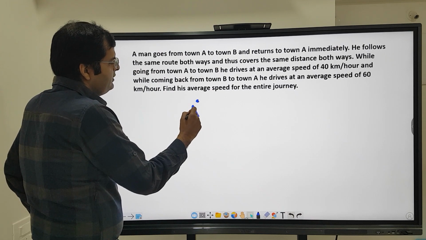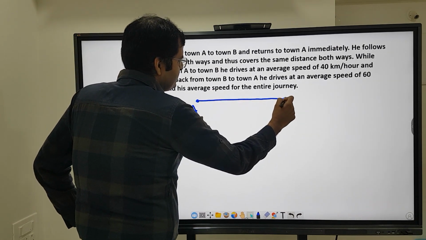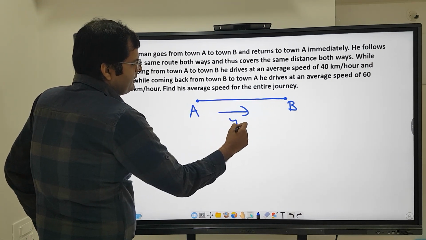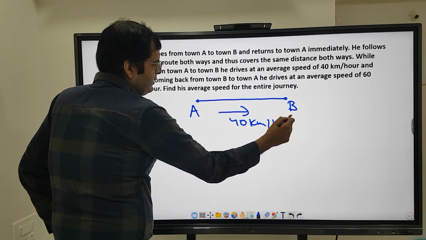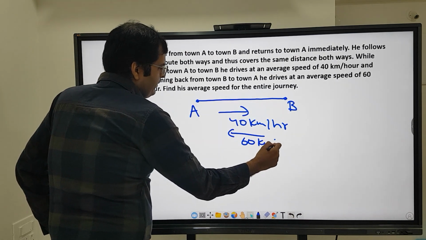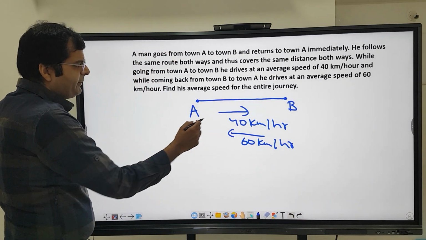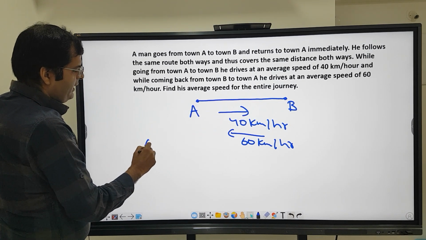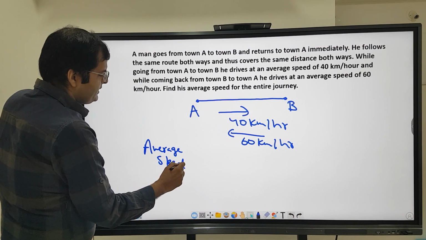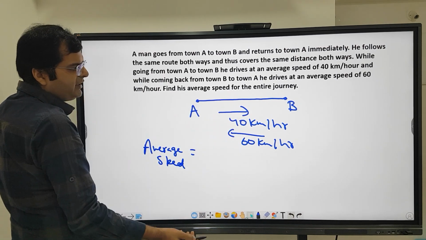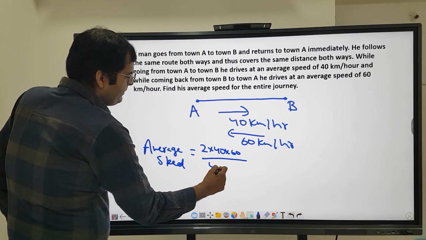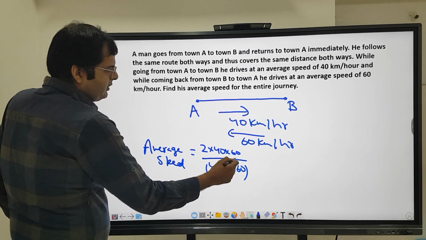So we'll do this question in two ways. The first way, we'll directly apply the formula. You go from A to B at a speed of 40 km per hour and you come back from B to A at a speed of 60 km per hour. So the average speed, which is what we have to find, if you know the formula, is the harmonic mean of 40 and 60. That will be equal to 2 into 40 into 60 divided by 40 plus 60, that much kilometer per hour.